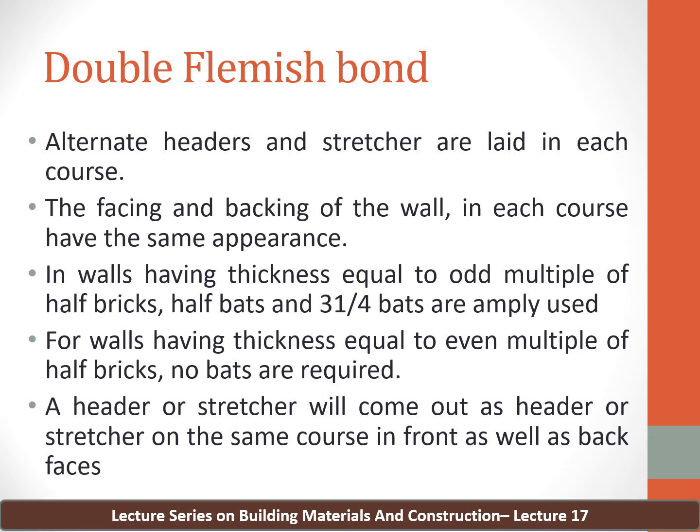In case of double Flemish bond, alternate headers and stretchers are laid in each course, and the facing and the backing of the wall in each course have the same appearance. In walls having thickness equal to odd multiple of half brick, half bat and 3/4 bat are amply used. For walls having thickness equal to even multiple of the half brick, no bats are required. And the header or the stretcher will come out as header or stretcher on the same course in front as well as the back face.